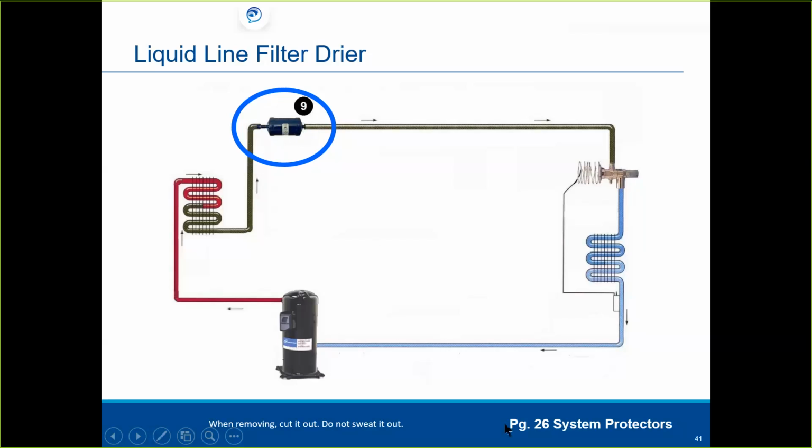You can find a lot of information, again, in that technical help guide, page 26, system protectors, okay? When do we change a liquid line filter dryer? The first and foremost, we change a liquid line filter dryer anytime the system's open. Anytime you open the system, you need to change the liquid line filter dryer. If you have a pressure drop across a liquid line filter dryer, okay?